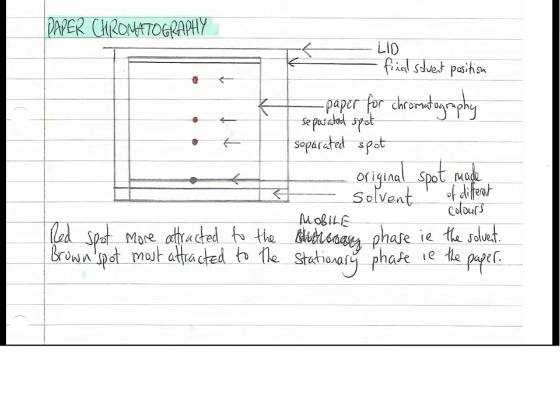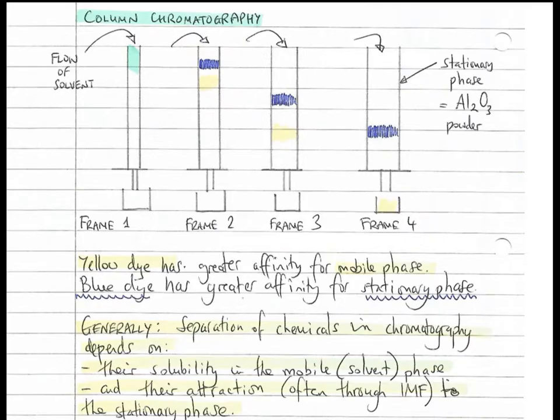So what we think about now is how column chromatography works. Column chromatography is a different system, and in fact the solvent runs downwards rather than upwards. So what we have is a dye, let's say it's a green dye which is made of blue and yellow. We want to separate the blue and the yellow, so we use a solvent in the column chromatography to do that. The yellow dye has a greater affinity for the mobile phase. That means it is more soluble in the mobile phase.